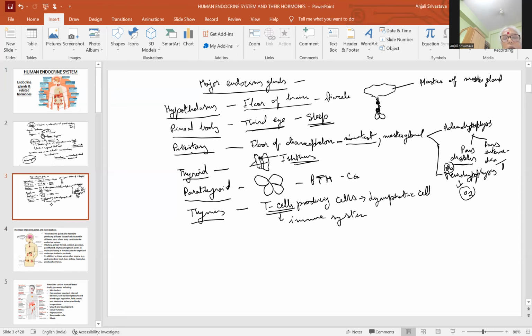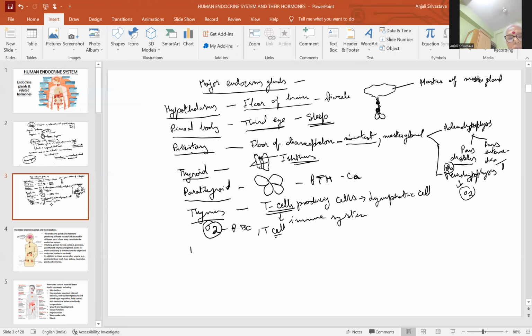This thymus secretes two hormones: one controls the RBC level and the other controls the production of T cells. Calcium level is controlled by parathyroid.